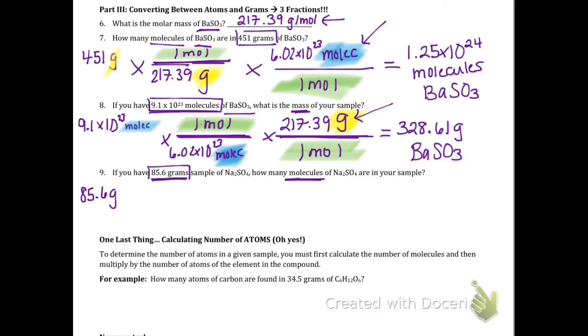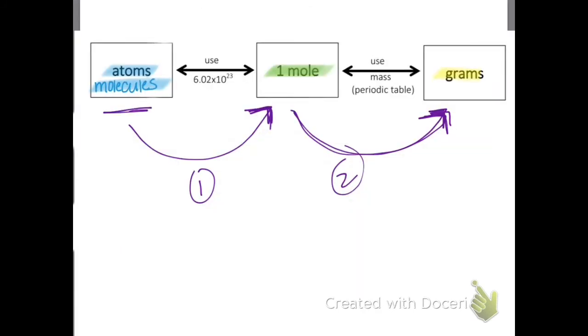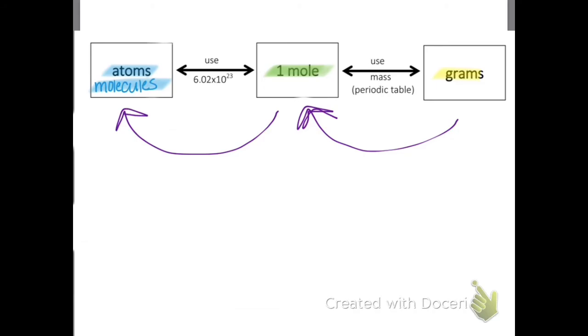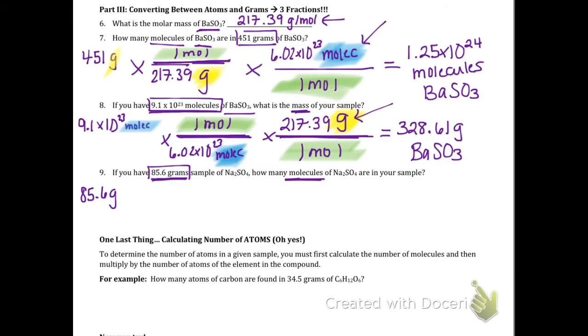Okay, so I want to go from grams to molecules. Think about our map here. I want to go from grams to molecules. How many steps is that going to take? Grams need to go to moles. Moles goes to molecules. That is 2 steps. So I need two fractions. 1, 2. Okay, grams is yellow. Whatever's on top must come to the bottom, so grams is here.